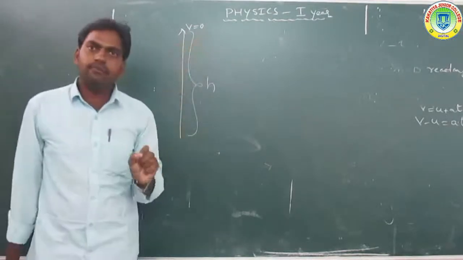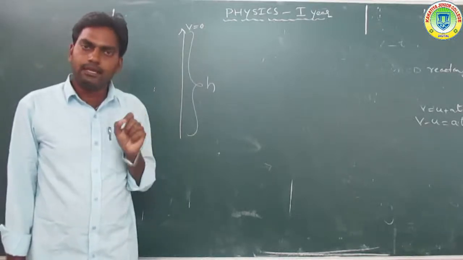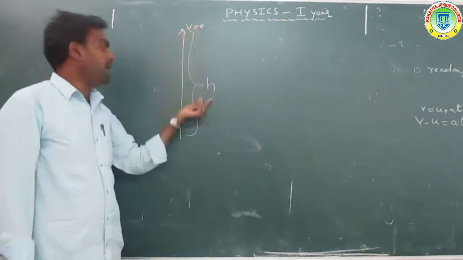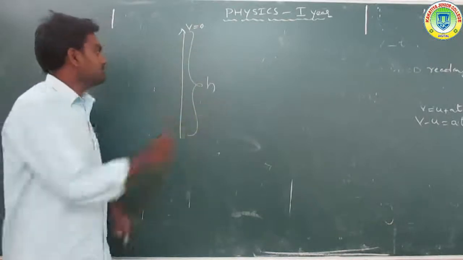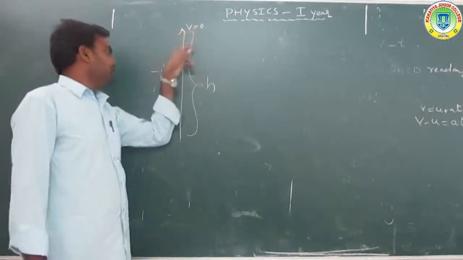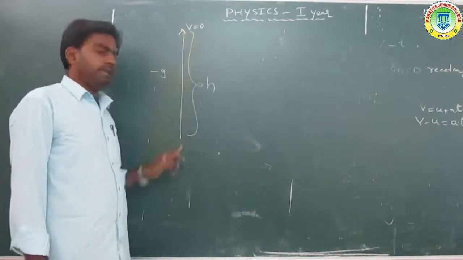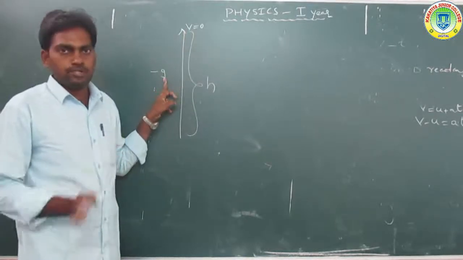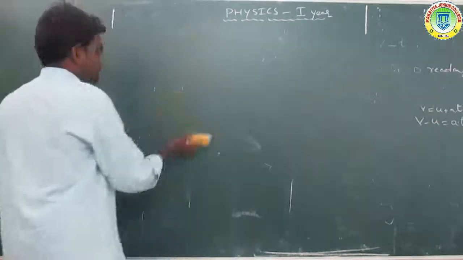Now, for a body projected vertically, the velocity becomes zero at the maximum height, but the acceleration is not zero. The acceleration is minus g, because the body is traveling toward the earth, so g is taken as minus g. So g is not zero. Observe it.